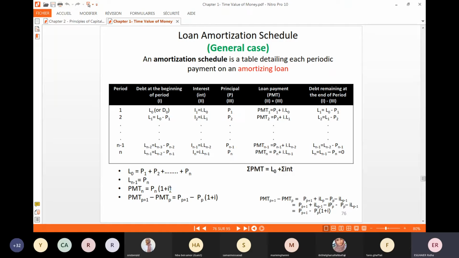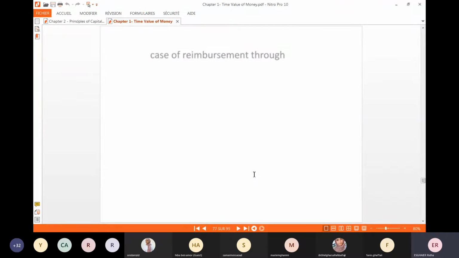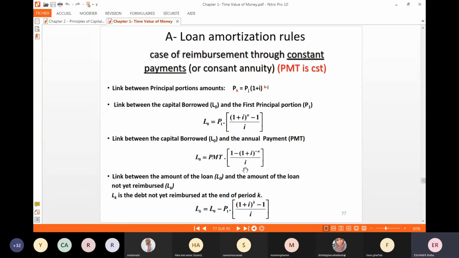Then we said that according to the reimbursement modality, in addition to these formulas, we can derive other formulas that will facilitate the calculation for us. The first modality of reimbursement, we said, is when the loan is reimbursed through constant payment. So all the payments in this column are the same, are constant. In this case, to compute the constant payment, we use this formula.